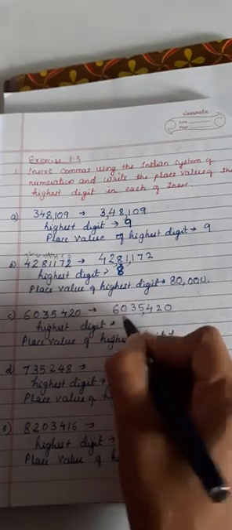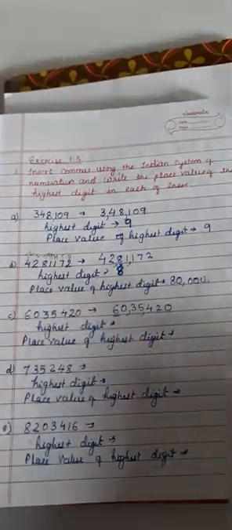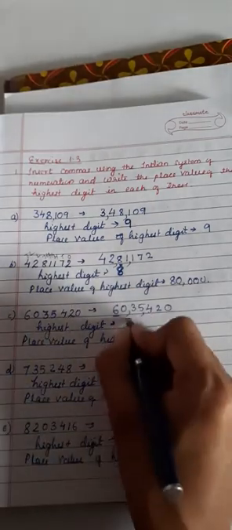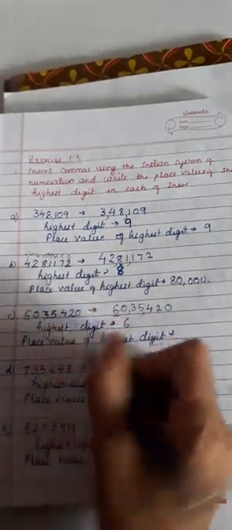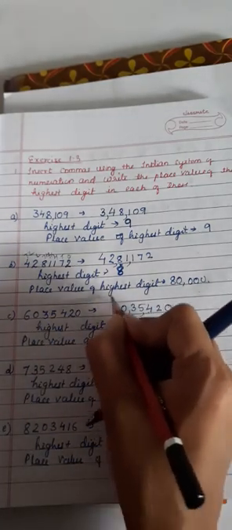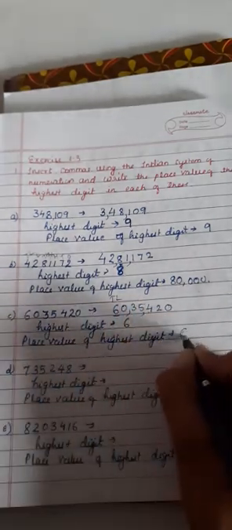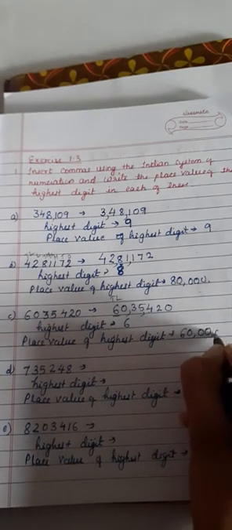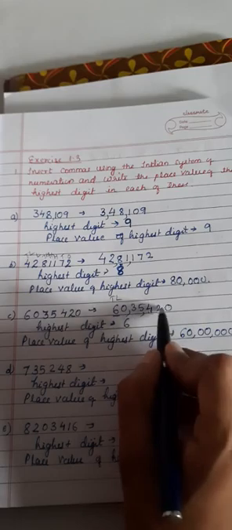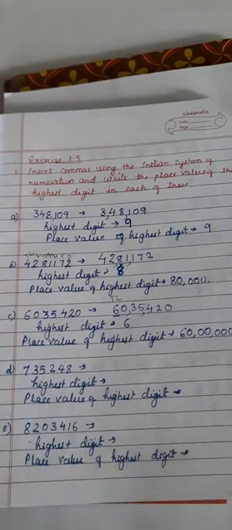Ones, tens, hundred, thousand, 10,000. So the highest digit is 6. In which place is it? Ones, tens, hundred, thousand, 10,000, lakh, 10 lakh. It is in the 10 lakhs place. So the place value of the highest digit 6 is 60 lakhs. Place directly 1, 2, 3, 4, 5, 6 zeros. You can write like that also. So D, E, F, try by yourself, which will be provided to you in the notes.